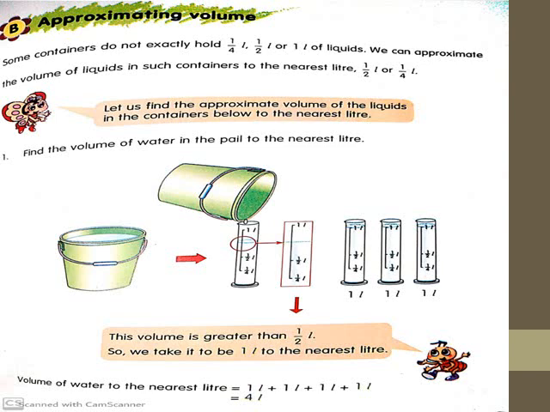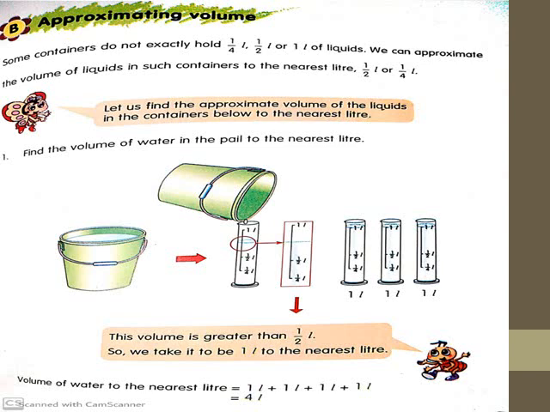So let's suppose you have a 1 liter water bottle and you drink some water, and then you want to measure how much water is remaining. It is not going to be exactly half or exactly quarter. It must be near to somewhere. So for that we use the approximating method.